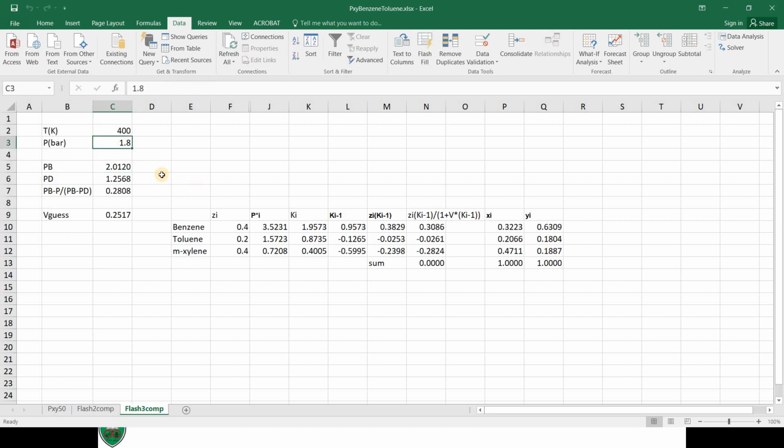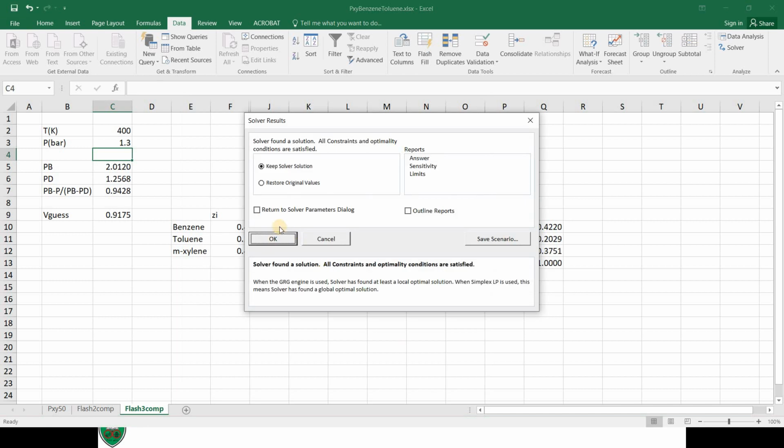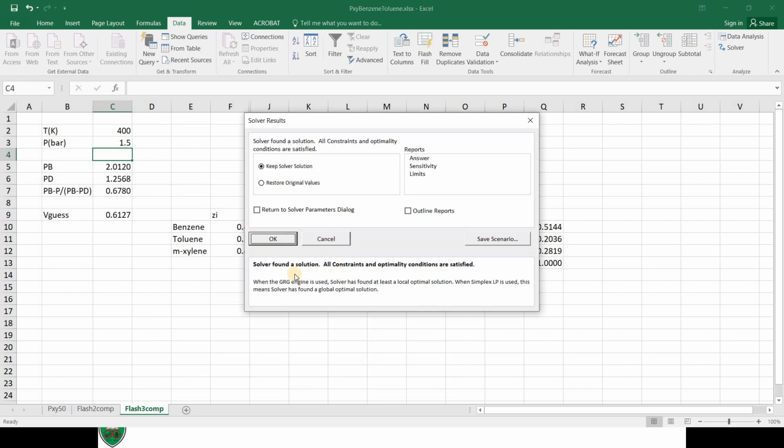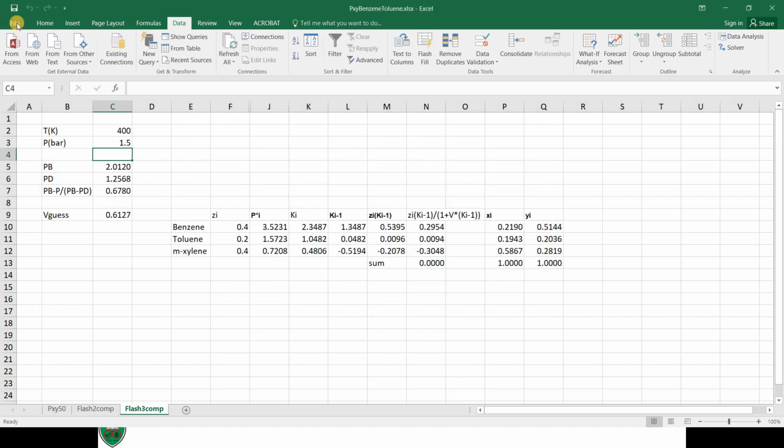What happens if I give it 1.3, for example? Once again, Solver and solve. Now we have 91.7875 vapor and almost 0.08 liquid in this case. So I will revert back to 1.5 and Solver and solve this once again. Save this.